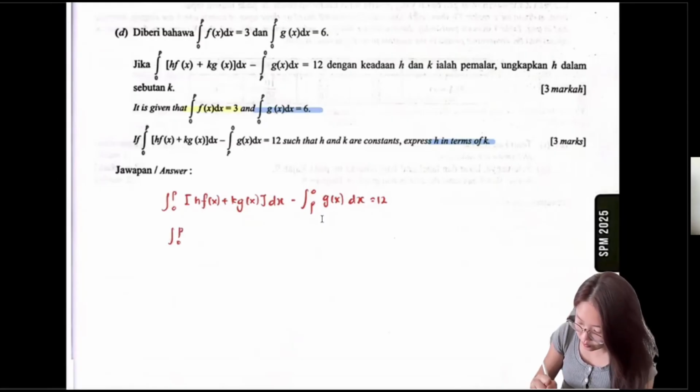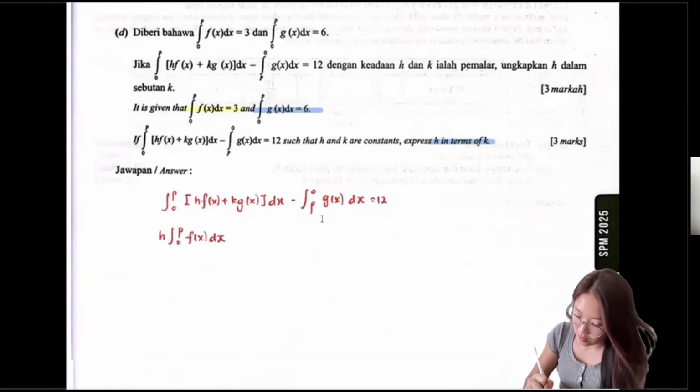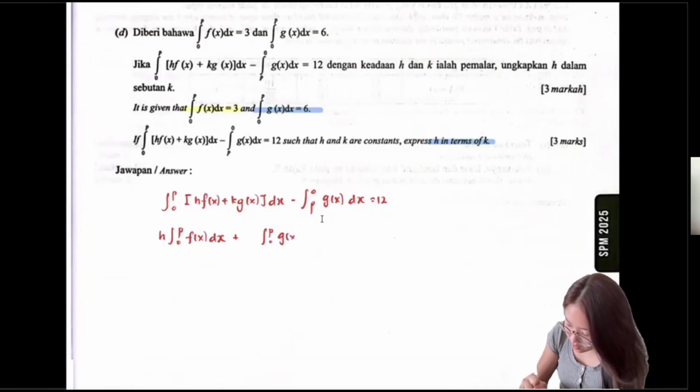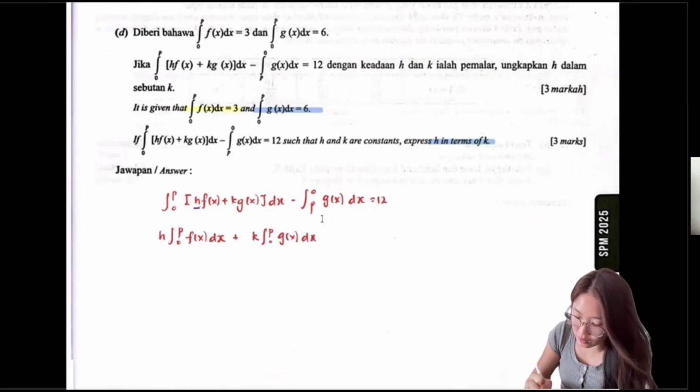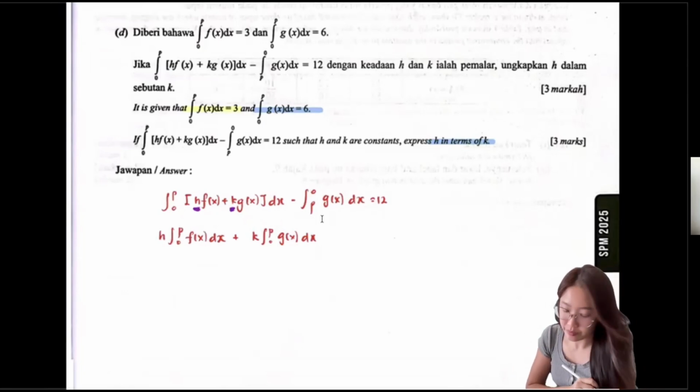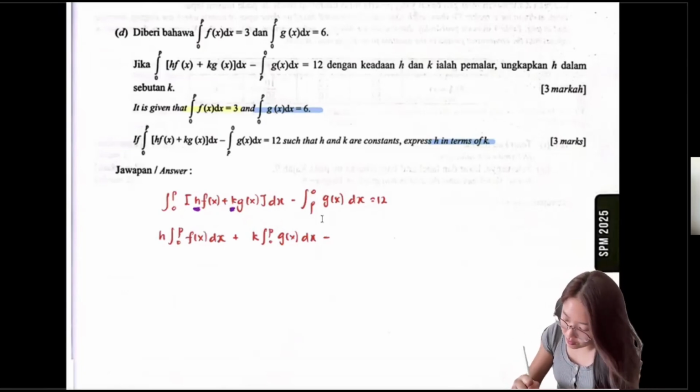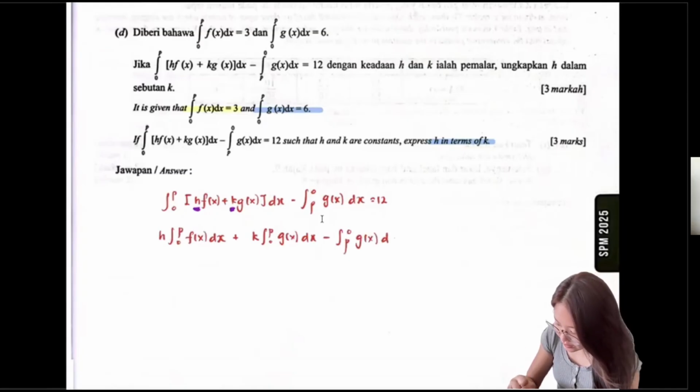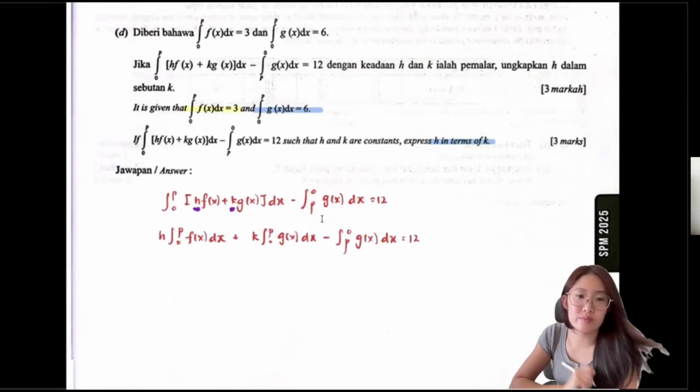So we split this in the front first. So 0 to p, f(x) dx. In front of f(x), you have h. You can bring it out. Then plus 0 to p, g(x) dx. In front, you have k. You bring it out. These two are constants, meaning they're just numbers. So bring it to the front. Then here, copy negative p to 0, g(x) dx equals 12.